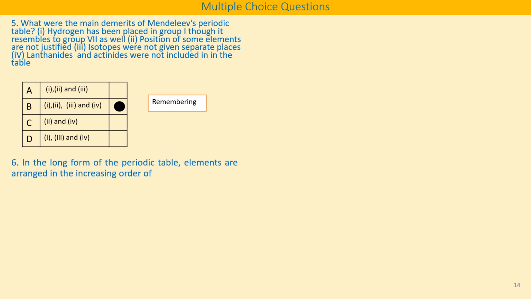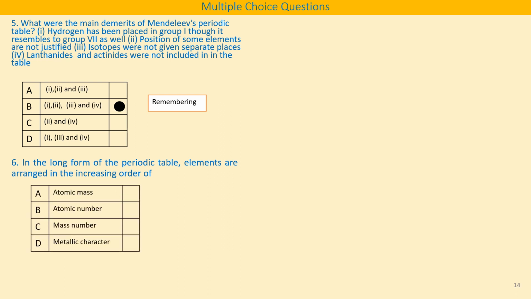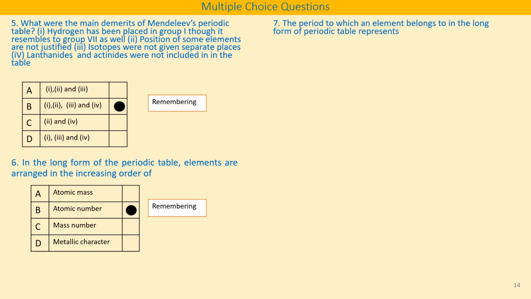Next question. In the long form of periodic table, elements are arranged in increasing order of. Option A is atomic mass, option B is atomic number, option C is mass number, option D is metallic character. So you have to read the question once again and mark the correct choice, correct answer. Meanwhile, I will give the correct answer. So you have to remember that in the long form of periodic table, elements are arranged in the increasing order of atomic number. So option B is the correct answer. Next question.